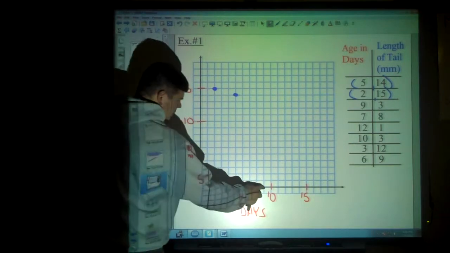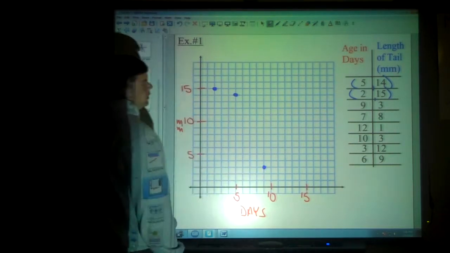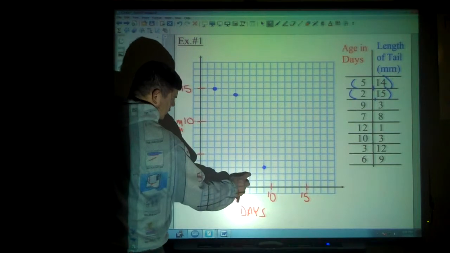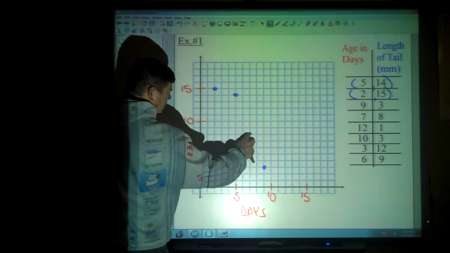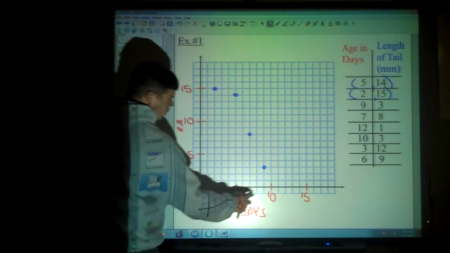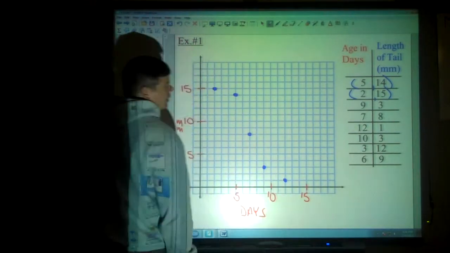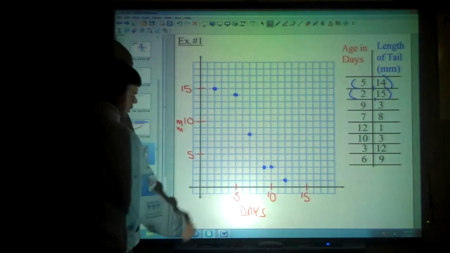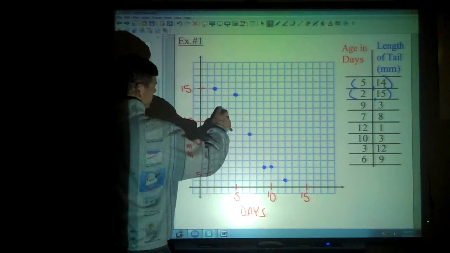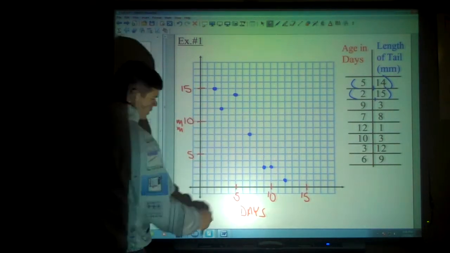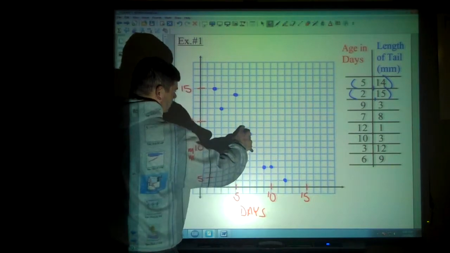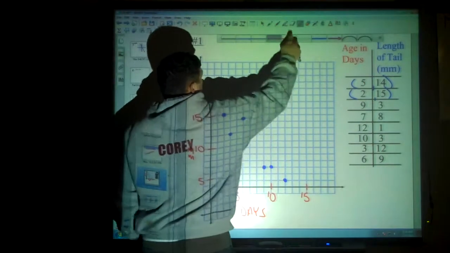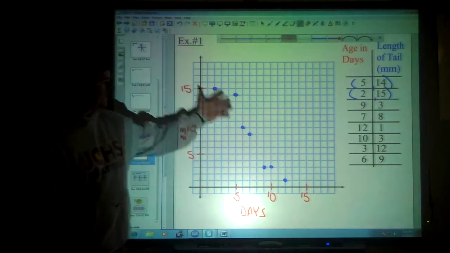9, 1, 2, 3. 7, 2, 4, 6, 8. 12 is at 1. 10 is at 3. 3 is at 12. And 6 is at 9. So there we have a scatter plot.